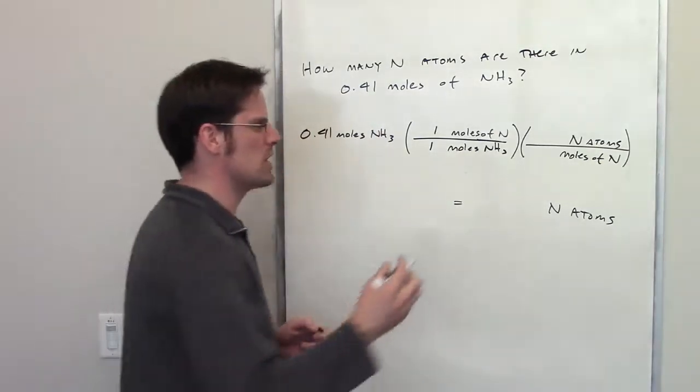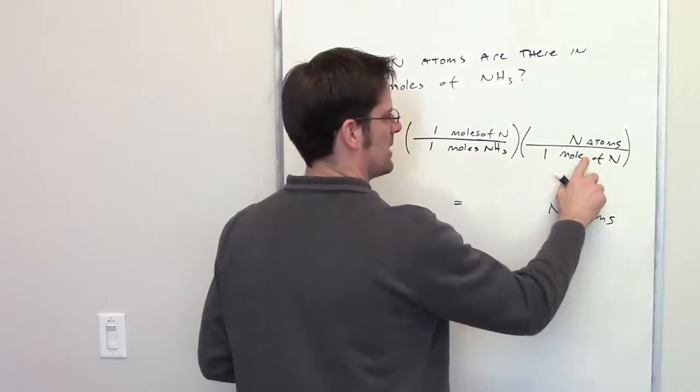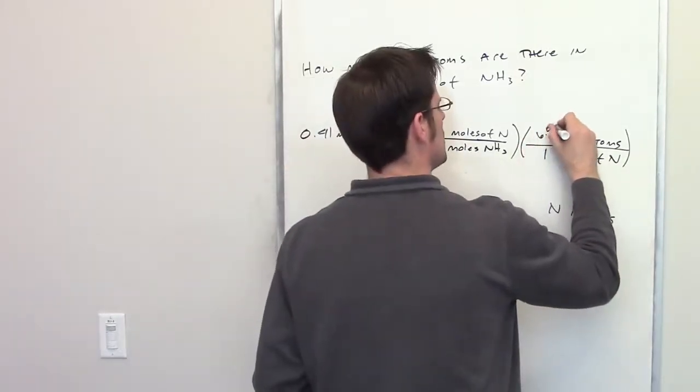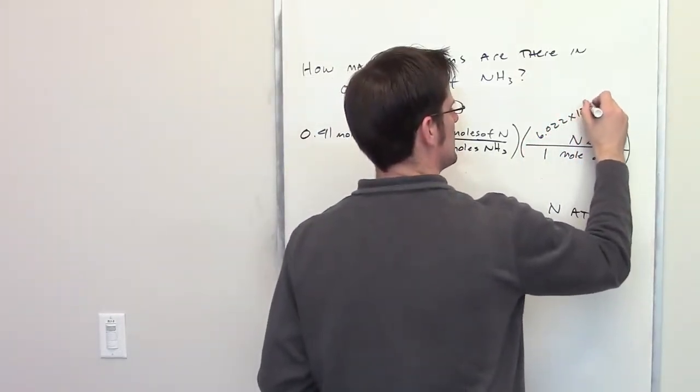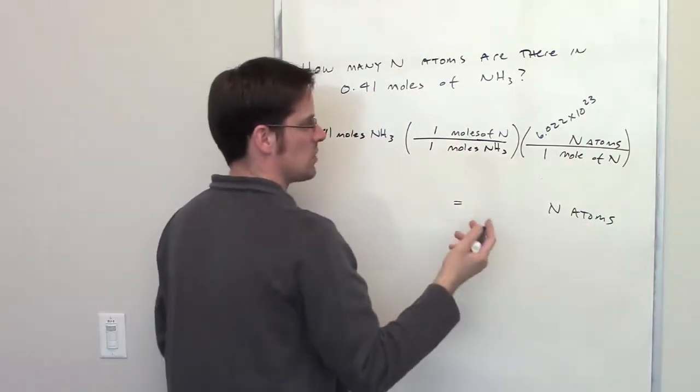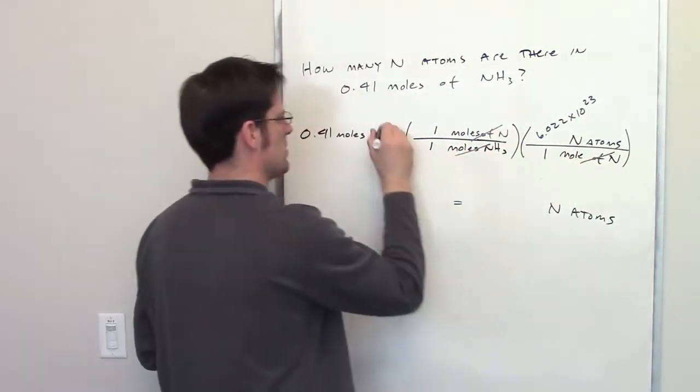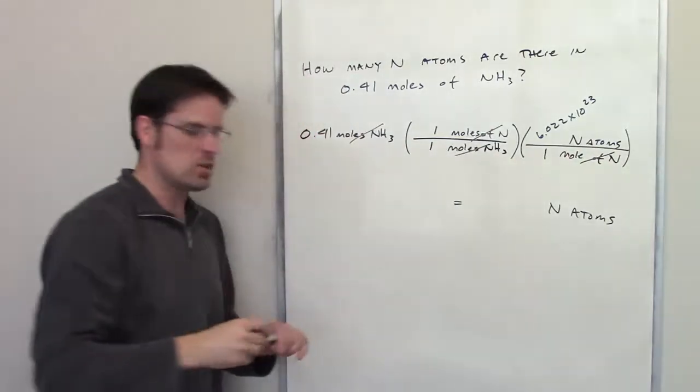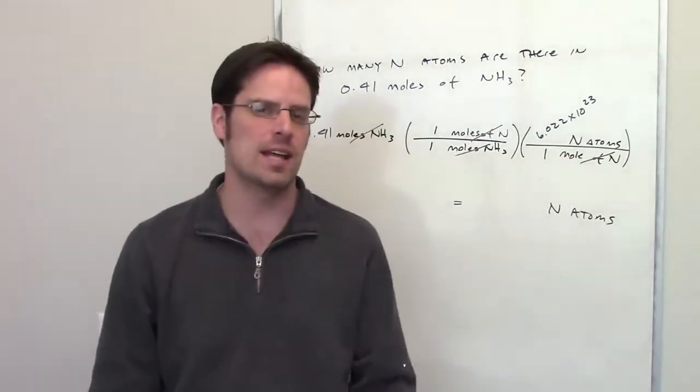That's Avogadro's number. So 1 mole of nitrogen is equal to 6.022 times 10 to the 23rd nitrogen atoms. So I think I've got there. My units cancel out there, there, there, and there, and I'm left with the units I'm looking for. So at this point, all you have to do is throw that into your calculator, and you should get the final answer.